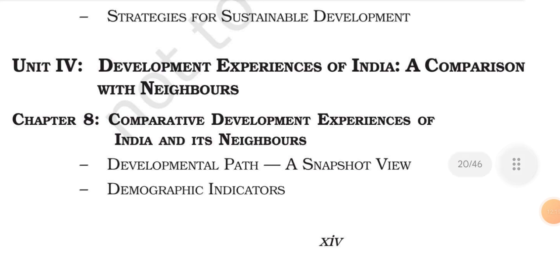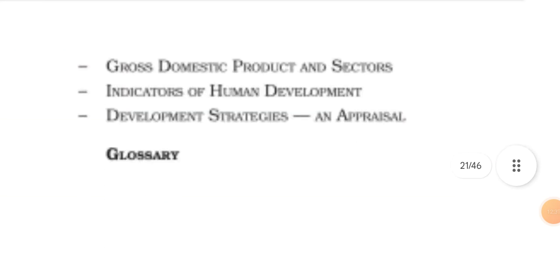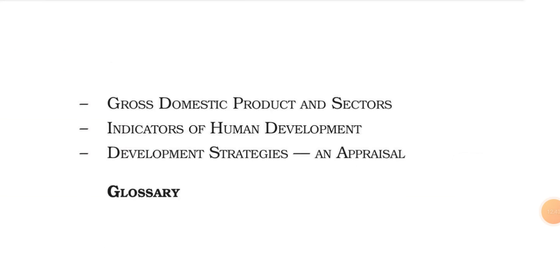Unit 4, Development Experiences of India: A Comparison with Neighbours. Chapter 8, Comparative Development Experiences of India and its Neighbours. Developmental path, a snapshot view. Demographic indicators. Gross domestic product and sectors. Indicators of human development. Development strategies and appraisal. Glossary.